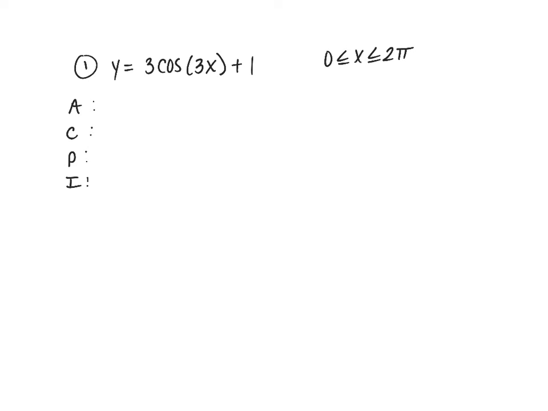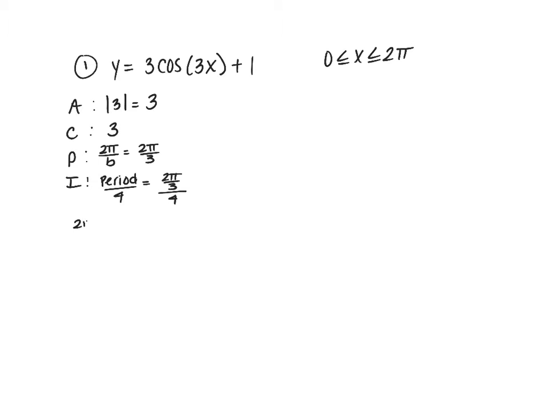Okay, so in this one, my amplitude is the absolute value of the number in front, which is 3. My cycles is the number in front of the x, which is also 3. My period is 2 pi over b, where b is the number of cycles. So 2 pi over 3. My interval is period over 4. Period is 2 pi over 3 divided by 4.